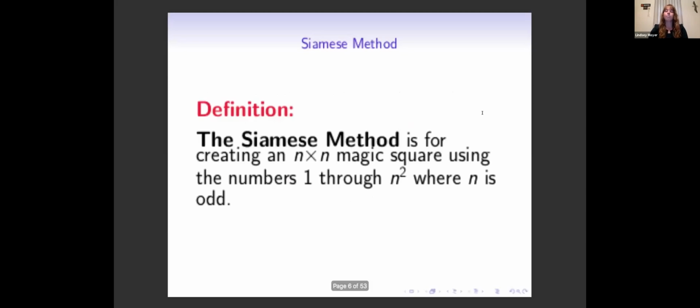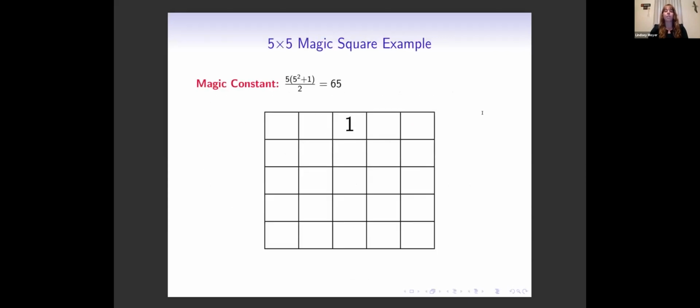The first method we're going to talk about is the Siamese method. This is used for creating an n by n magic square using the numbers 1 through n squared, where n is going to be odd. To start any method off, you want to start by finding the magic constant. We're going to do a 5 by 5 as our example. So you plug 5 in for n, and you get 5 times (5 squared plus 1), all divided by 2, meaning that each row, column, and diagonal has to equal 65.